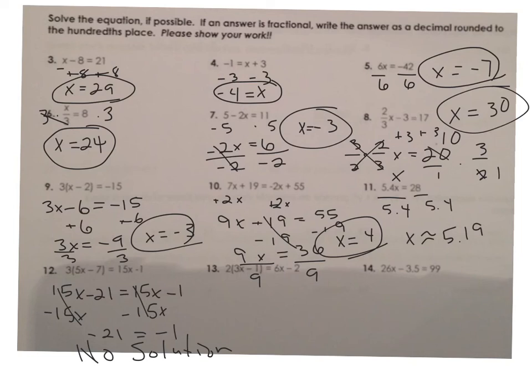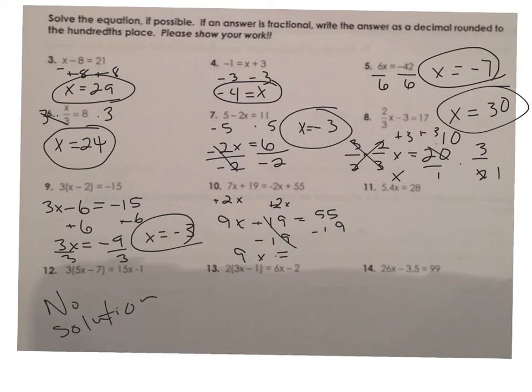Number 13. On number 13, we would distribute the 2. So 2 times 3x is 6x. 2 times a negative 1 would be negative 2 equals 6x minus 2. Let's say you add 2 to both sides. You get 6x is equal to 6x. Well, when you can tell it's exactly the same on both sides, we call this infinite solutions.